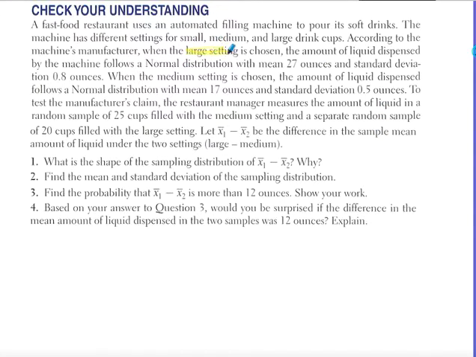So under the large setting, there's a mean of 27 ounces and a standard deviation of 0.8 ounces. And it also follows a normal distribution. We're going to take a separate random sample of 20 cups filled with the large setting. I'm going to do the same thing for medium. So the medium setting has a mean of 17 ounces, is approximately normal, has a standard deviation of 0.5 ounces, and I'm taking a simple random sample of 25 cups.